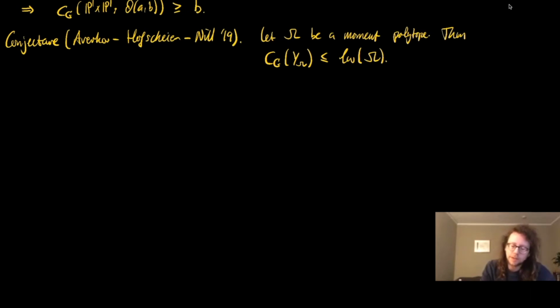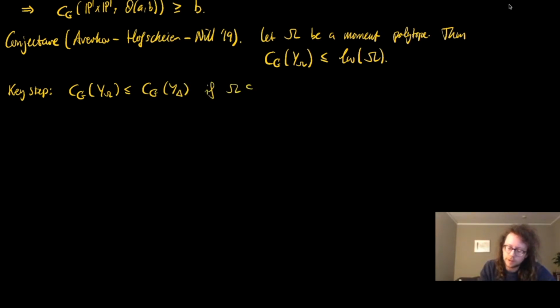And so they do some work in this 2019 paper and show that a key step in trying to prove this would be to show monotonicity of the Gromov width under inclusion of polytopes. So a key step would be to have this, if omega lies inside delta.